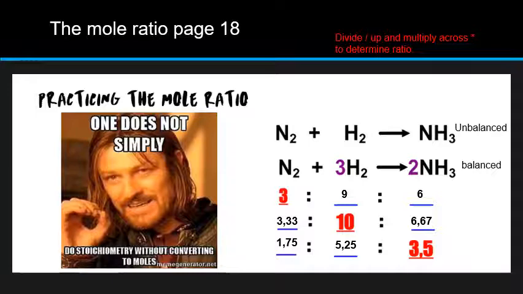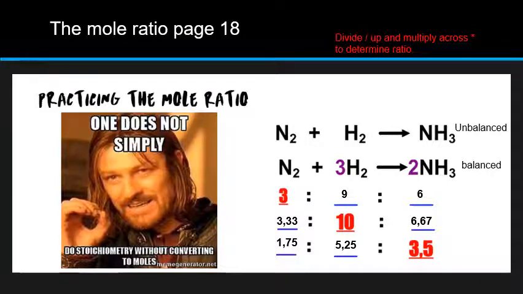Let's look at the next row where they've added 10 as a ratio for the hydrogen. How am I going to work this out for my nitrogen and my ammonium? What is the ratio now? 10 divided by 9 times by 3 is 3.33. Okay, 10 divided by 9 times by 6 is 6.67. The same can be said for the last example where the ratio is 3.5.